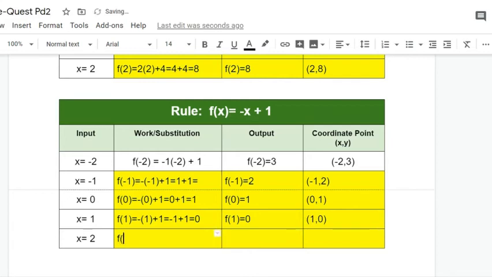Last but not least in this demonstration is f of 2. So we have f of 2, putting it into my second function rule, is negative, open parentheses 2, plus 1. Negative 1 times 2 equals negative 2, plus 1. Negative 2 plus 1 equals negative 1. And we have f of 2 equals negative 1, which means my point is 2, -1.